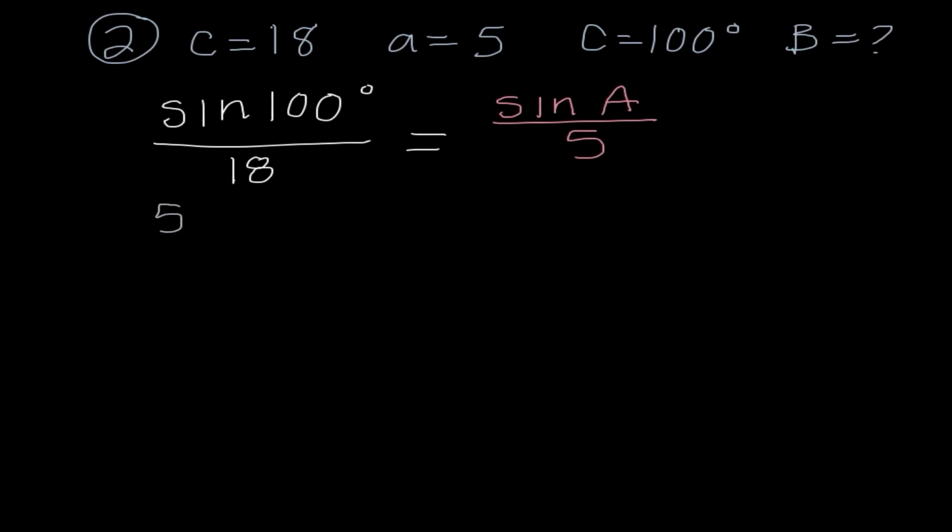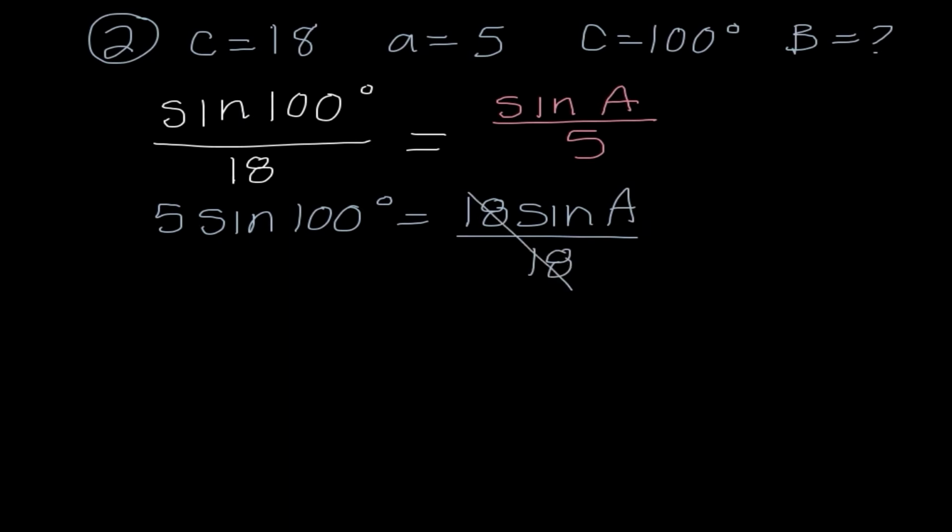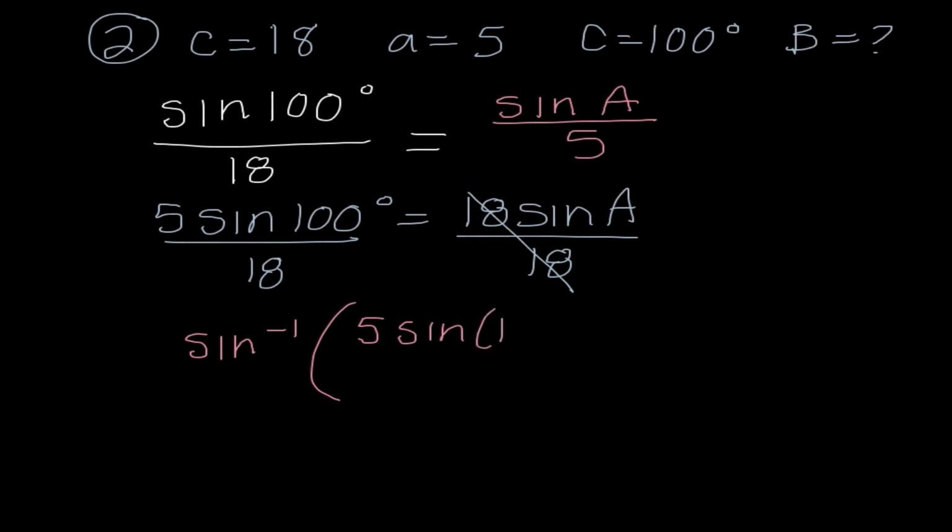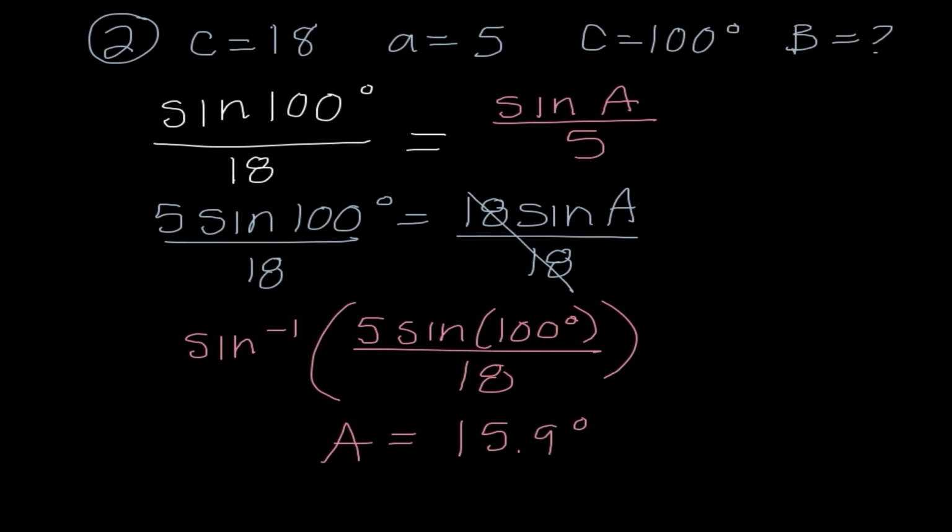When I cross multiply, I get 5 times the sine of 100 degrees equals 18 times the sine of angle A. And then I need to divide both sides by 18. Now this time, I'm trying to find the sine of an angle, so I know that I need to use sine inverse. So I'm going to do sine inverse of 5 times the sine of 100 degrees divided by 18, and I end up getting that angle A is 15.9 degrees.